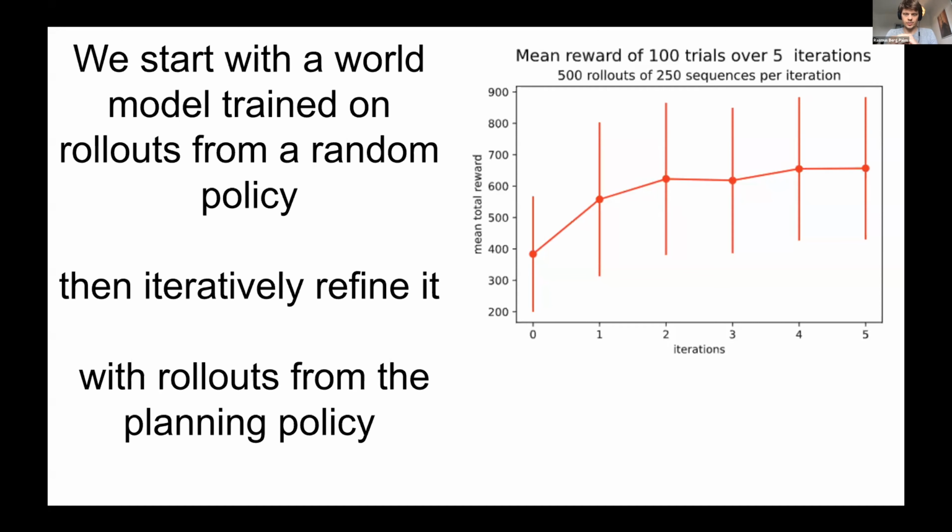You can see number of iterations on the x-axis. Iteration 0 corresponds to having this random policy that generates rollouts, then training the world model, and then using the planning policy, using that trained world model. And you can see that quite quickly, after a single iteration of this iterative training, we get quite high performance on this reinforcement learning problem.